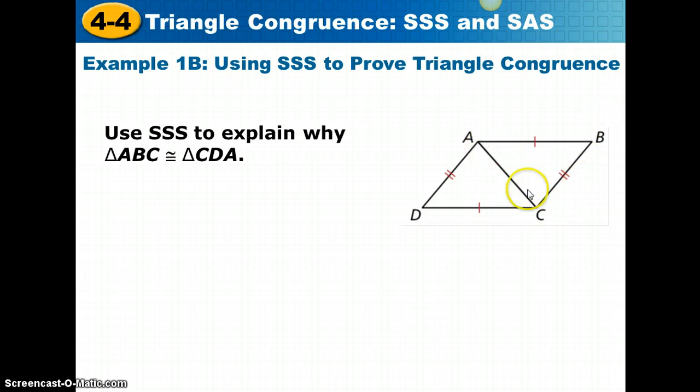And notice that they share a side. So remember why AC would be congruent to itself. Write an explanation and check and see if it looks something like this. Pause the video if you need more time.